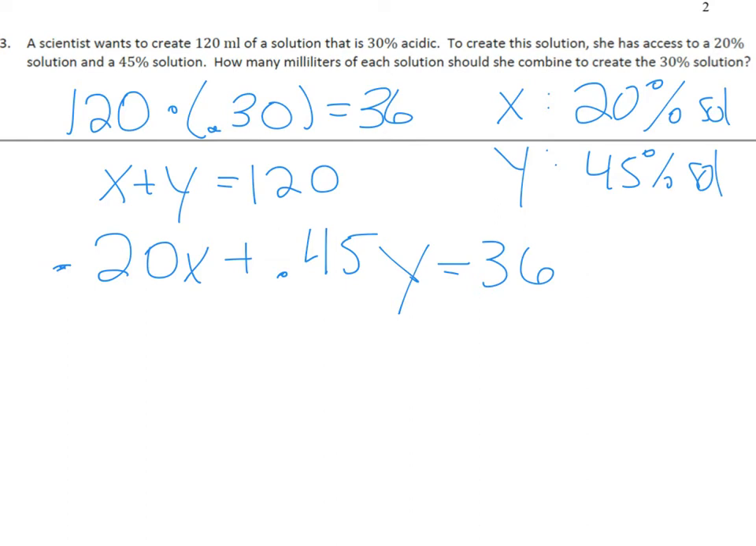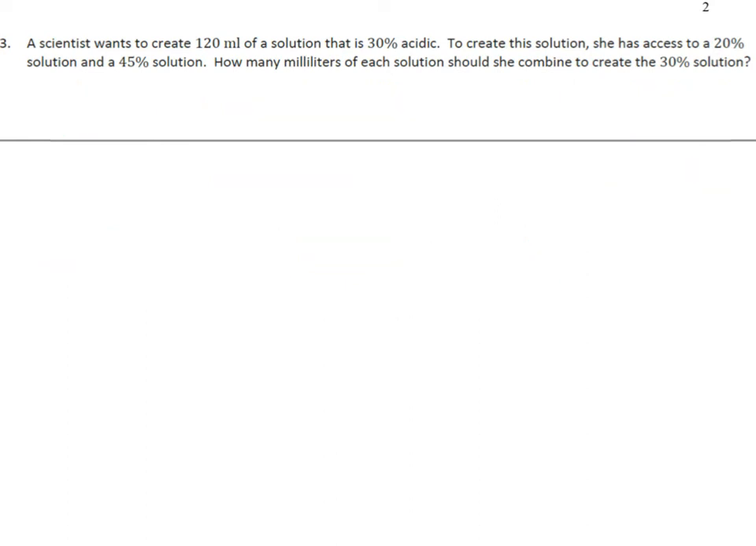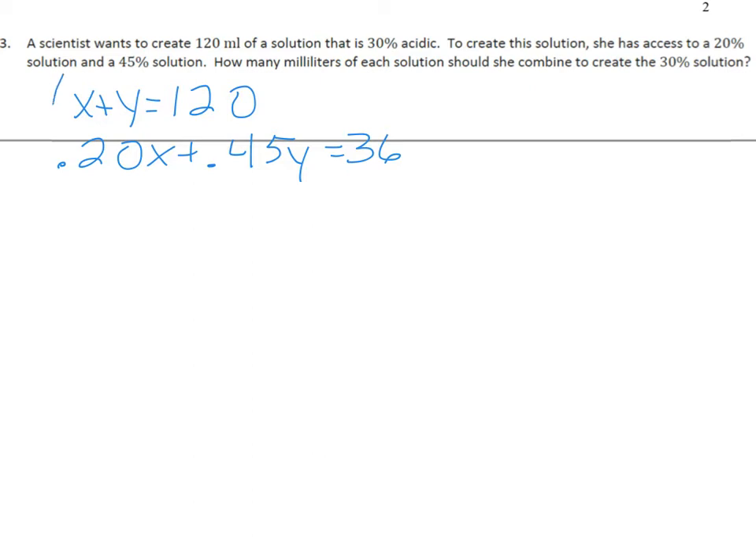So now let's clear some space here because we will need all of it. Let's clear this away and rewrite what we know now. We have that x plus y is going to equal 120. And we have that 0.20x plus 0.45y is going to equal 36. Taking a look at this, we can eliminate either the x or the y here. I will be eliminating the x by multiplying my top here by negative 0.20.